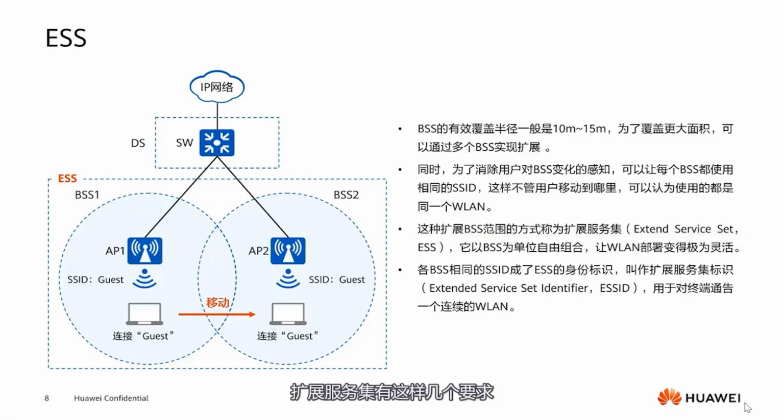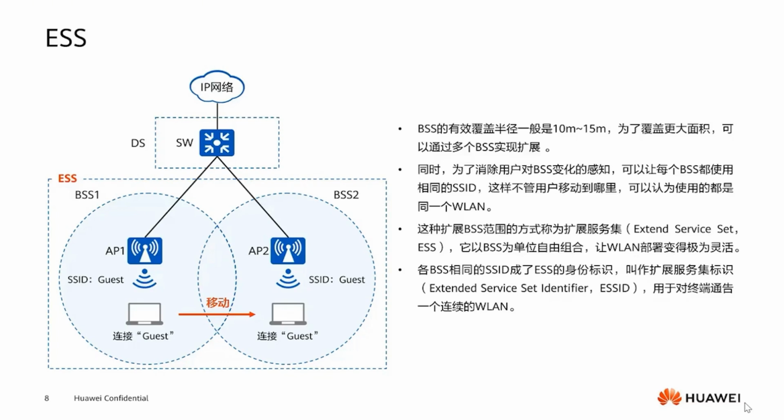First, the APs of the two independent BSSs must be connected to the same DS. Second, the SSIDs of the two basic service sets must be identical. Third, the two BSSs must have overlapping coverage areas, primarily to provide seamless roaming service. As we move from the coverage area of AP1 to that of AP2, the network remains essentially uninterrupted. These are the three necessary conditions to form an ESS.